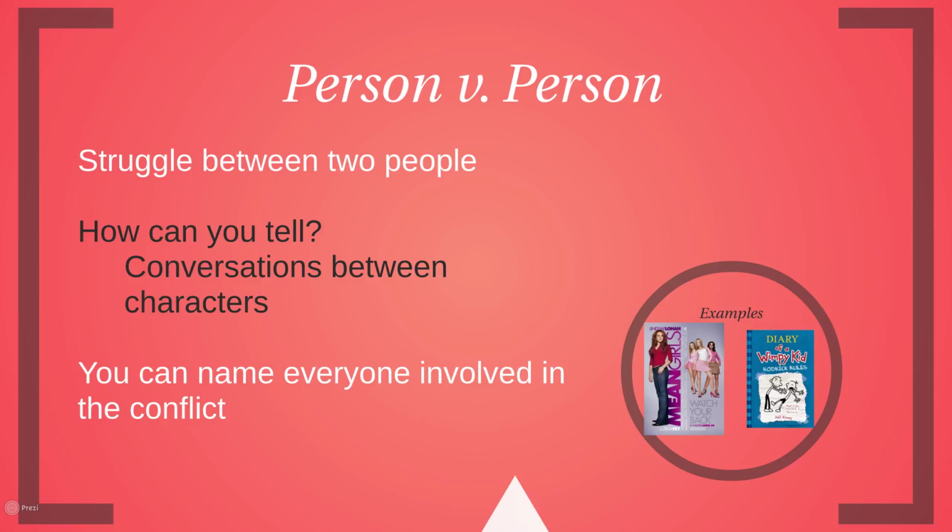So when you are dealing with person versus person, you need to make sure you can name everyone involved in that conflict. Okay? How can you tell if your character is undergoing a person versus person conflict? Look at their conversations. Are they having altercations with different characters in the book? If so, it's probably a person versus person conflict. So, why would I say you can name everyone who's involved?